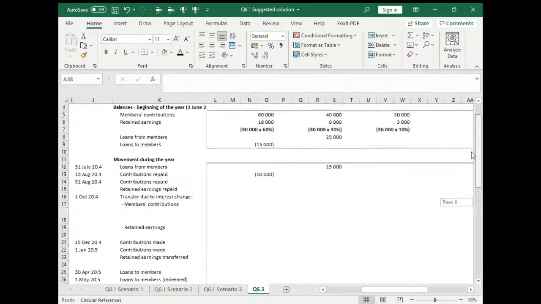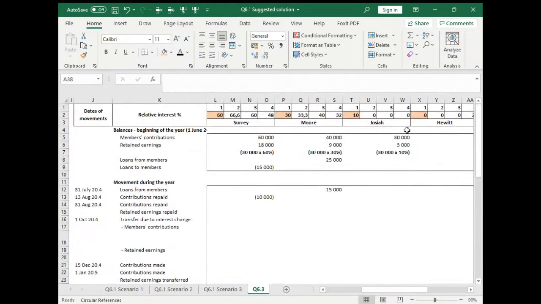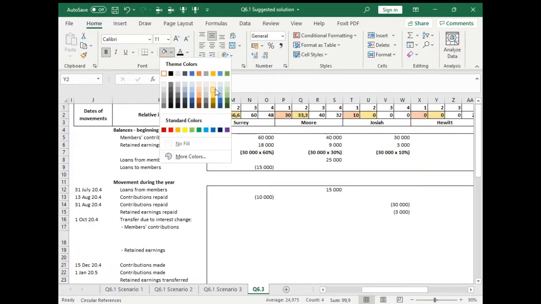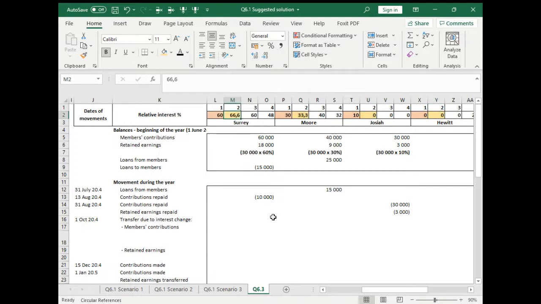On the 13th of August, we can see that Joshua currently has a member's contribution of 30,000. So we are going to repay that 30,000 to Joshua. And we're also going to repay the retained earnings he has at that stage, which is 3,000. We're also going to repay that to Joshua. Now what you will see at number 2 is where Joshua has resigned. We are going to update those percentages. So you'll see now Surrey has increased to 66.6%.